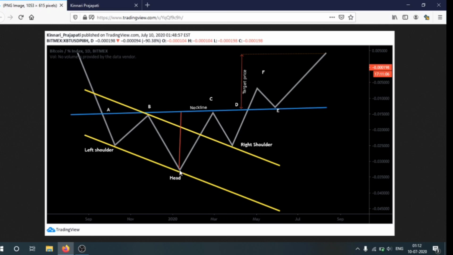This lowest peak is known as the head. This peak is lower than the left shoulder.